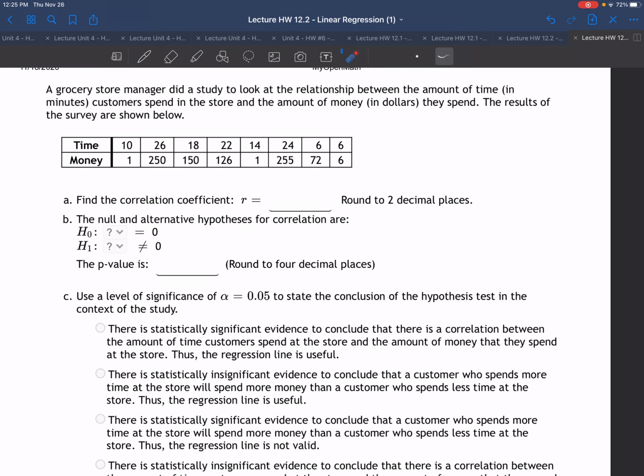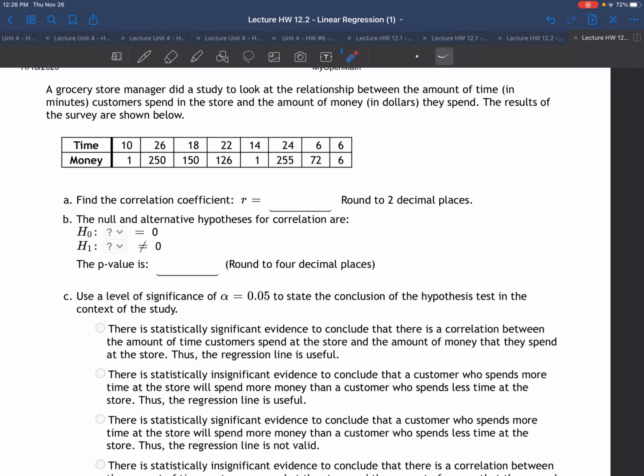So basically, if customers spend more time in the store, do they tend to spend more money in the store? That's the question. Is there a linear connection between the amount of time they spend in the store and the amount of money they spend? This would be like a marketing kind of question, right? People in charge of marketing would want to know, is there a connection here?